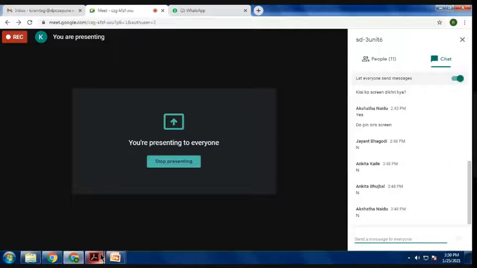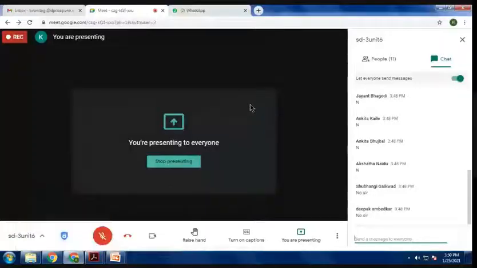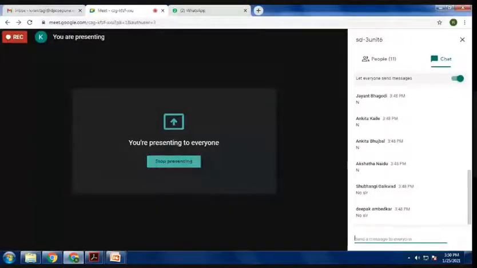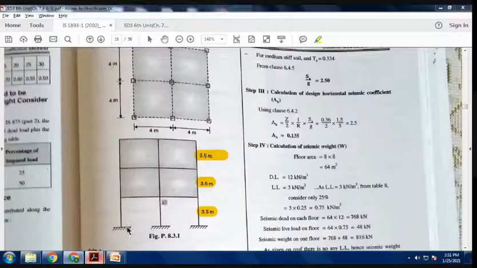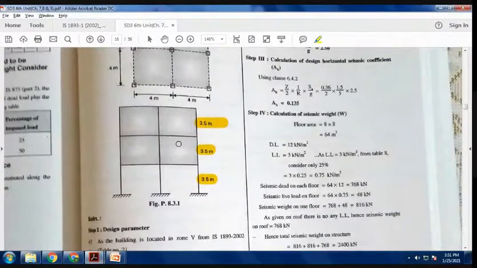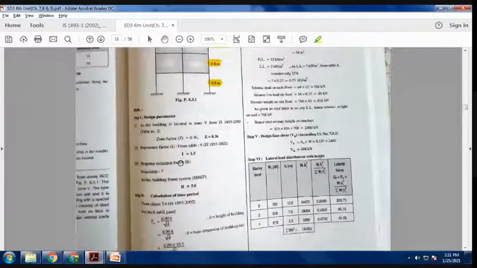Okay, the time is 3:50. We started at 2:30. So I will explain one more numerical. The remaining numericals I will take tomorrow. So, another question.